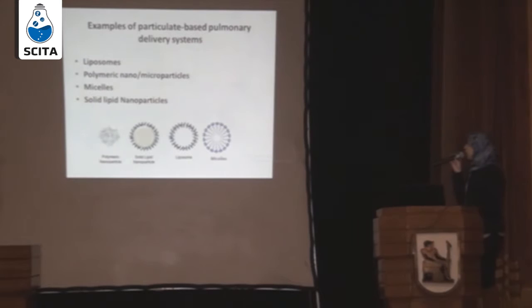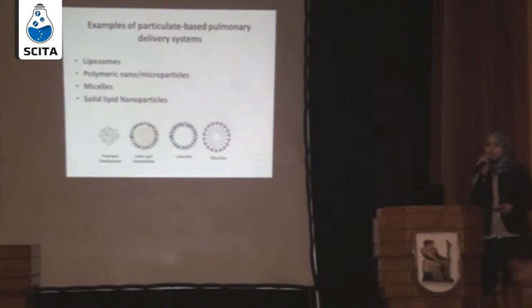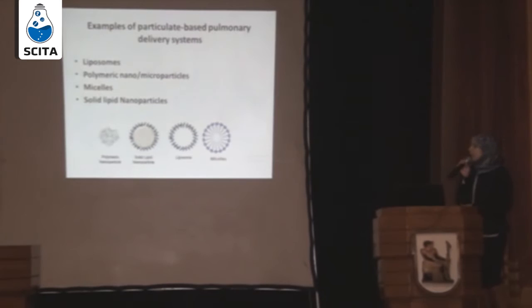Okay, the examples of the nanoparticles and microparticles used for encapsulating drugs are polymeric nanoparticles, solid dispersions, liposomes, and micelles. All of them are nanoparticles, but they differ in their nature. The polymeric ones are polymers, while the liposomes are mainly lipids. These are the liposomes. They are mainly composed of lipids, like the phospholipids we have in our body.